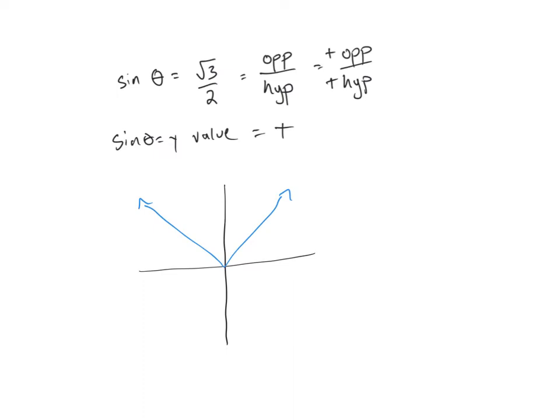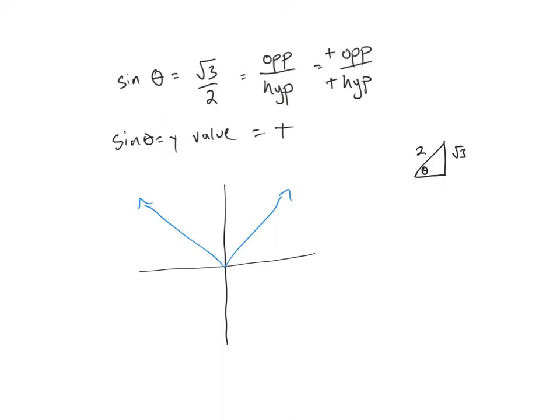Now let's see, what does that mean for it to be root 3 over 2? So if I draw a picture here, root 3, so that would be our opposite, root 3 over 2.